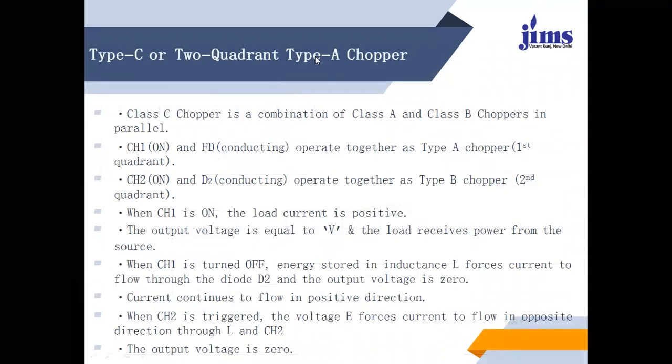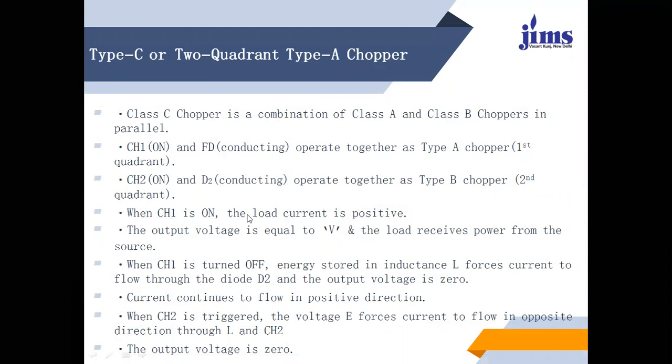Class C or two-quadrant type A chopper. Class C chopper is a combination of Class A and Class B choppers in parallel. Chopper 1 on and FD conducting operate together as type A chopper, or first quadrant. Chopper 2 on and D2 conducting operate together as type B chopper. So this will be the operation for the second quadrant.